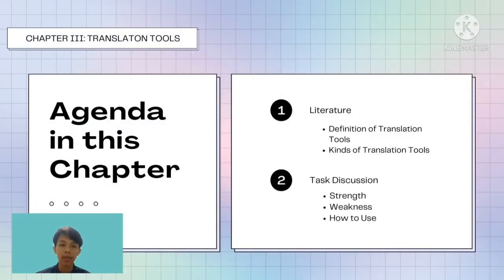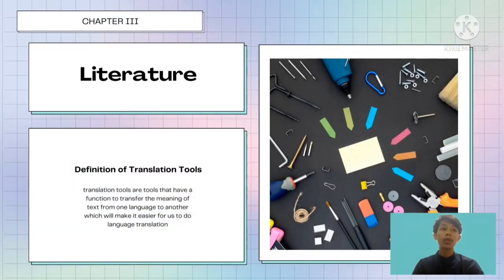Okay, in this chapter we have an agenda including, first, literature, which consists of the definition and types of translation tools, and second, task discussion, which consists of strength, weakness, and how to use translation tools. Now we go into the first discussion, that is the definition of translation tools. Translation tools are tools that have a function to transfer the meaning of text from one language to another, which will make it easier for us to do language translation.